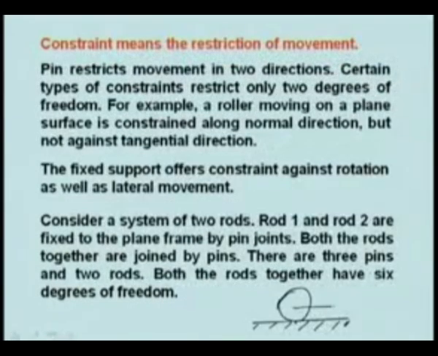Now, consider 2 rods fixed together. Let us say this is one rod and this is another rod, and these are the pin joints. The degree of freedom of this rod is 3, and of this rod is also 3, but you have 3 pins, 1, 2, 3, each one arresting 2 degrees of freedom. So, you had a total of 6 degrees of freedom, but they have all been arrested, so the degree of freedom is 0.